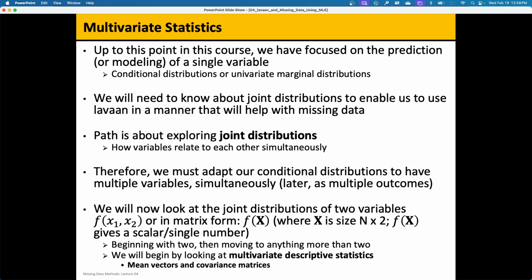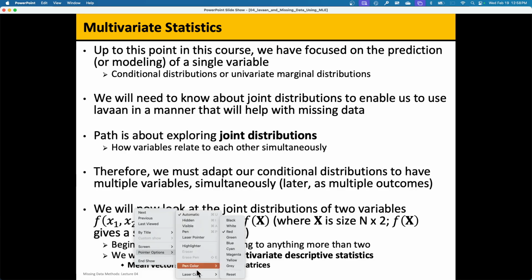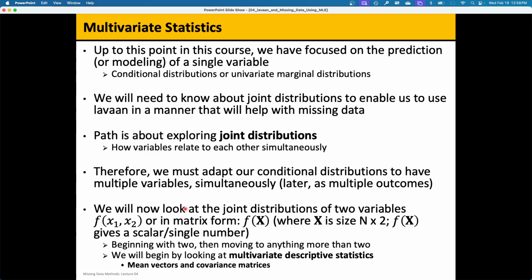So now that means we're just going to have to adapt our conditional distributions to have multiple variables simultaneously. Right here. So what we're going to do right now is look at the joint distributions of two variables. Not one, but just two. Started with two. In matrix form.